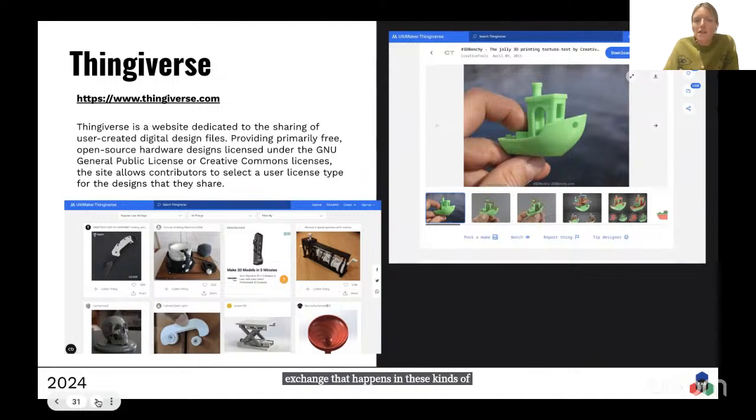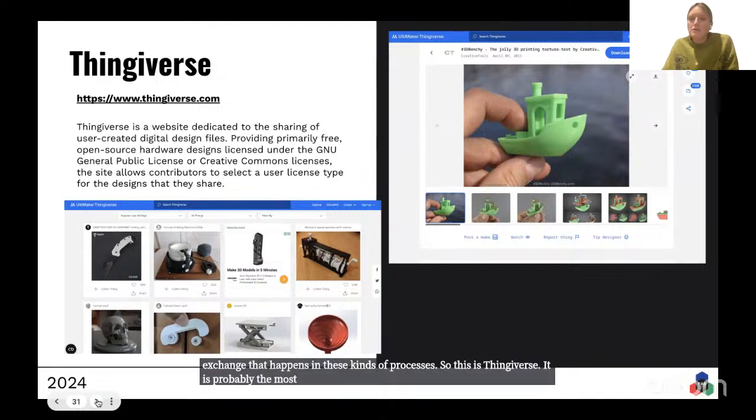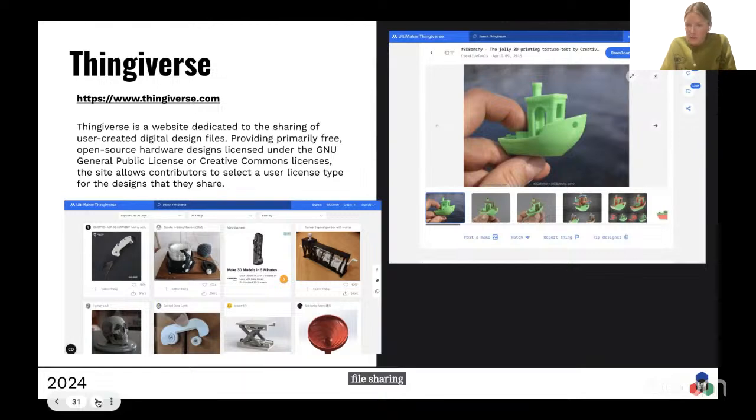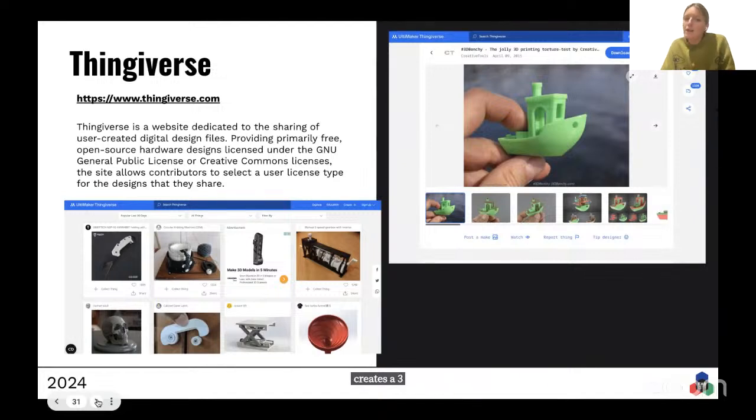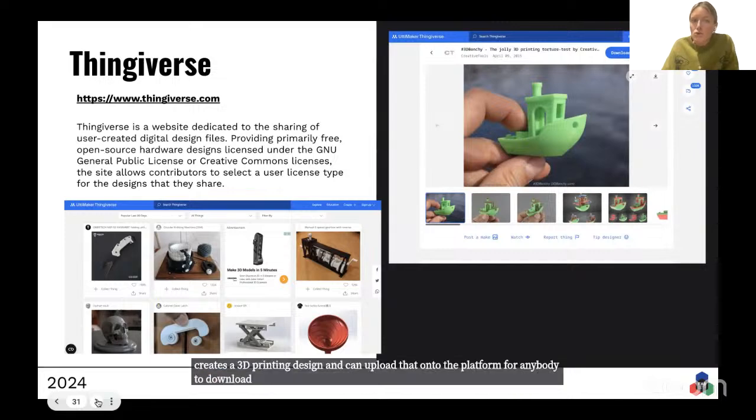So this is Thingiverse. It is probably the most common and well-known file sharing platform for 3D printing. There are others that have now popped up, but basically this platform exemplifies what we mean when we talk about this idea of distributed design. Somebody in one location globally has a great idea for 3D printing, creates a 3D printing design and can upload that onto the platform for anybody to download under a Creative Commons or general public license.